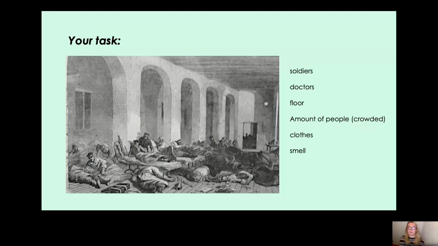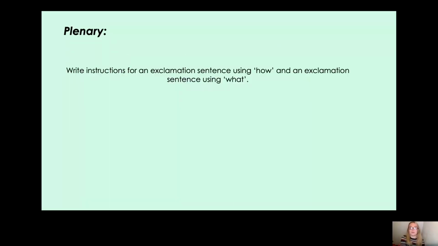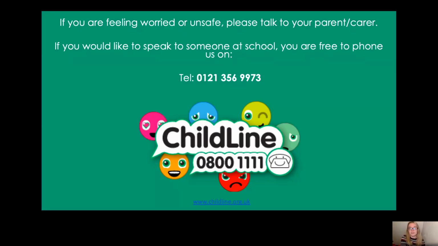Now, after you've done that, I would like you to do this plenary. So you need to write instructions for an exclamation sentence using how. So what are the different steps? And then instructions for an exclamation sentence using what. So again, what are the different steps? Because remember, you form an exclamation sentence starting with what differently to how you form an exclamation sentence starting with how.